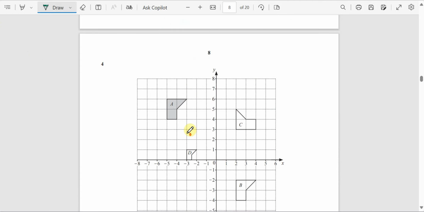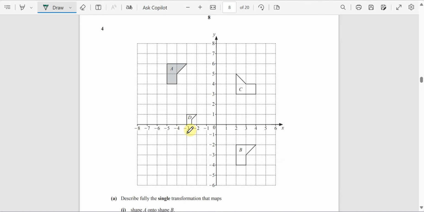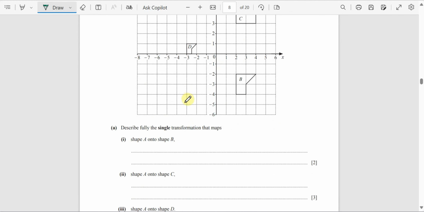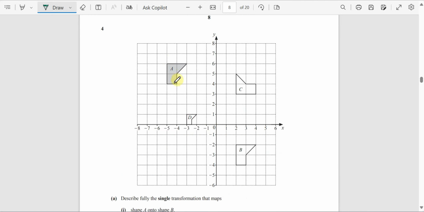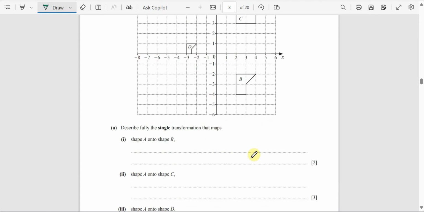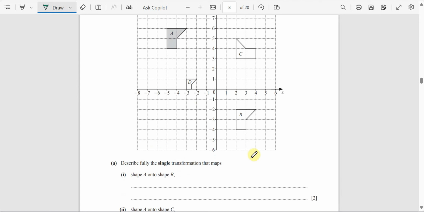All right. So we move to question 4. Question 4 says, describe fully the single transformation that maps shape A onto shape B. So let's see. This is shape A onto shape B. Now, by observation, you can see that the orientation of the shape is the same. The size of the two shapes is also the same. That simply means it's translation. Translation does not change the orientation or the size of the shape. So that's translation.